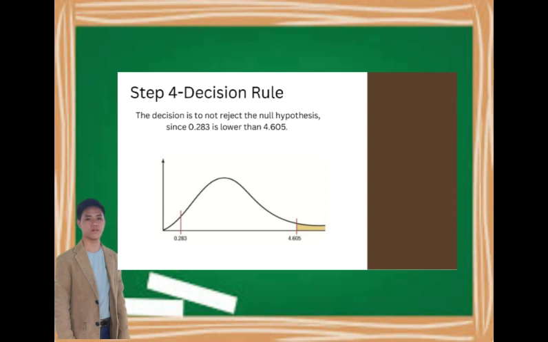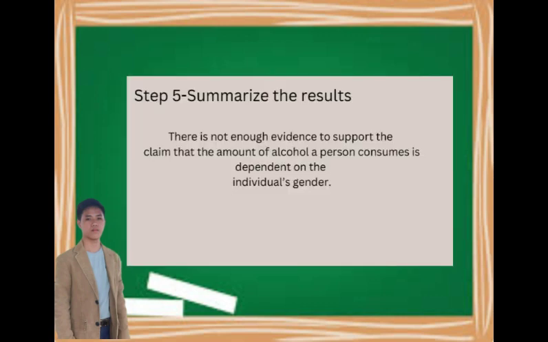The illustration shows that the result lies in the non-shaded part, so the decision is to not reject the null hypothesis, since 0.283 is lower than 4.605. So let's go to the summary of the results, which states that there is not enough evidence to support the claim that the amount of alcohol a person consumes is dependent on the individual's gender.